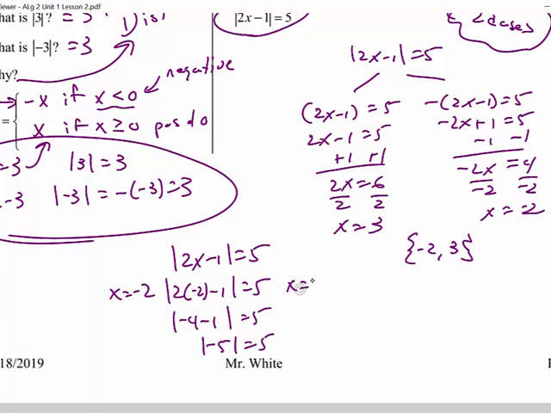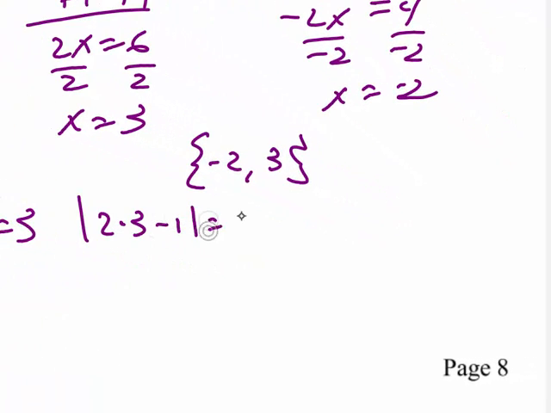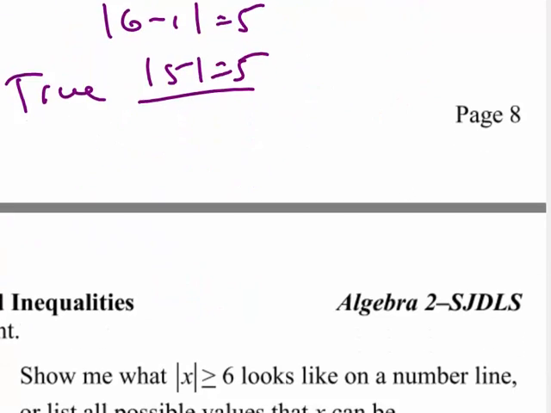So now let's plug in x equals 3. That would be 2 times 3 minus 1, which is supposed to equal 5. So that's 6 minus 1 equals 5. So the absolute value of 5 equals 5. So they both are true. So there are two answers.